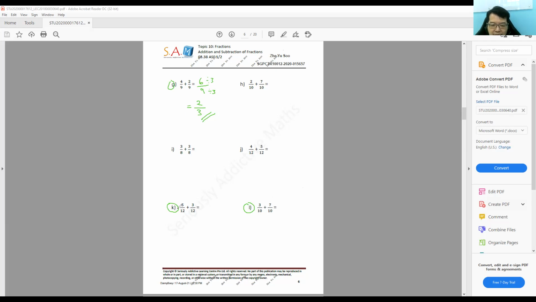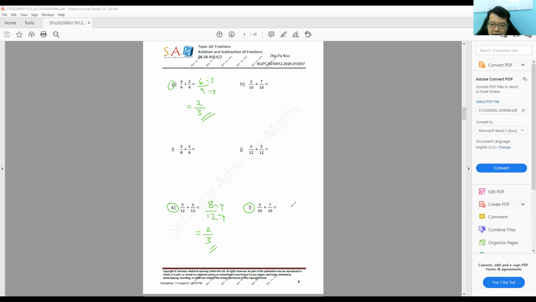So same denominator, we just add the numerator together. 5 plus 3 equals 8. So the answer is 8 out of 12 parts. Is it in its simplest form? No, it isn't. So we can simplify that. 8 divided by 4, and 12 divided by 4. So 8 divided by 4 equals 2, and 12 divided by 4 equals 3. The answer is 2/3.